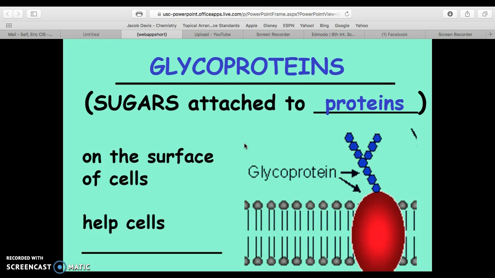Just to revisit, we are talking about proteins, so we're going to talk about the sugar tail on the end, the glycoprotein. Remember that they help the cells recognize themselves, right? So they say, oh, this is a part of my body. We should not attack it. It's not an invader, right? It's safe. It's normal. It's what should be happening.